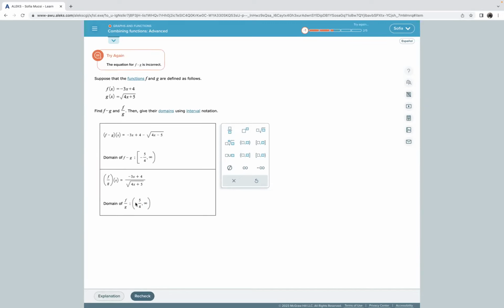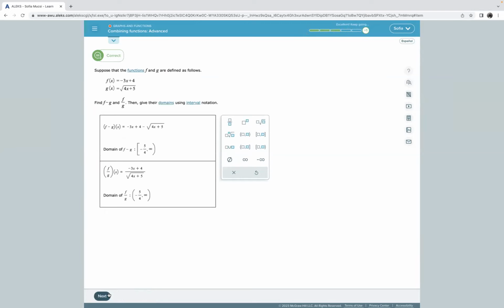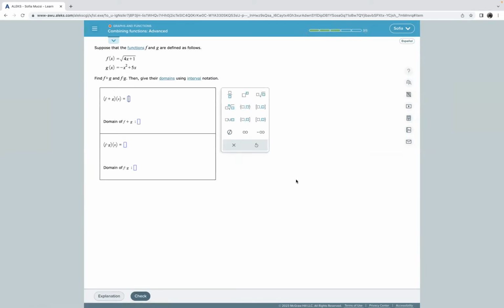Oh no, why does this happen? What did it not like? F minus G? Oh, it's 4x plus 5 inside parentheses, not minus. That was my mistake. Okay, I'll try this next one again.